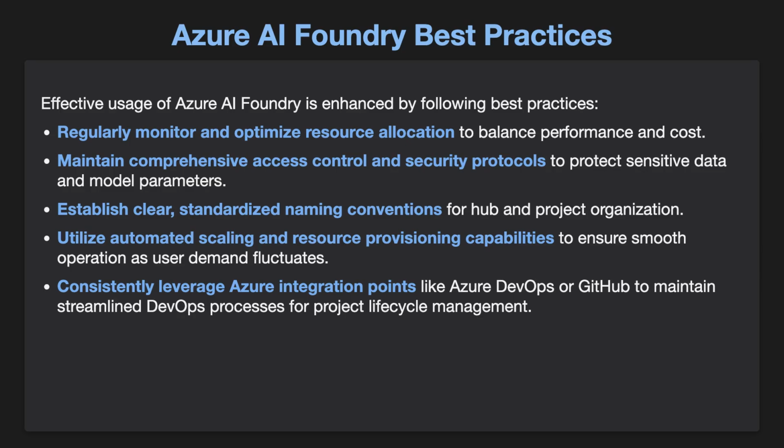Effective usage of Azure AI Foundry is enhanced by following best practices. Regularly monitor and optimize resource allocation to balance performance and cost. Maintain comprehensive access control and security protocols to protect sensitive data and model parameters. Establish clear, standardized naming conventions for hub and project organization. Utilize automated scaling and resource provisioning capabilities to ensure smooth operation as user demand fluctuates. Consistently leverage Azure integration points like Azure DevOps or GitHub to maintain streamlined DevOps processes for project lifecycle management.